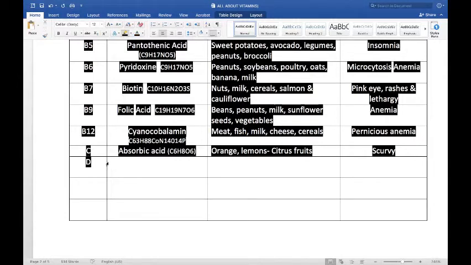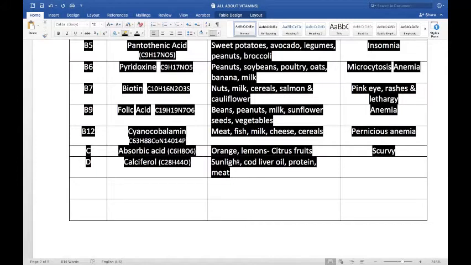Vitamin D is known as calciferol. So calciferol can be found through sunlight, in cod liver oil, protein, and meats. A lack of vitamin D can cause rickets, which is mainly present in kids, and osteomalacia, which is in adults. So both rickets and osteomalacia refer to the softening or weakening of bones.